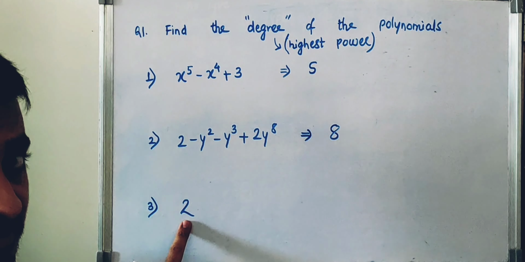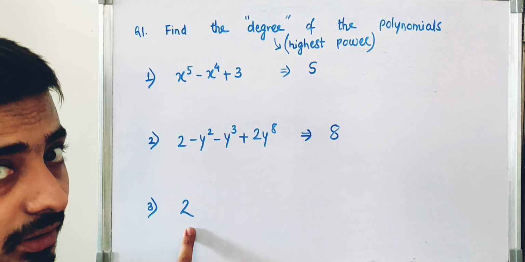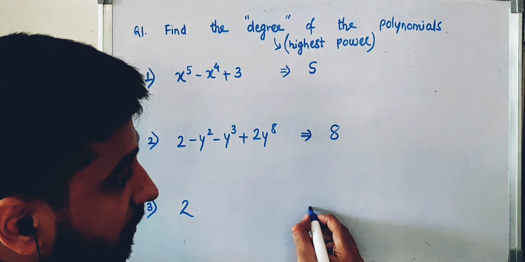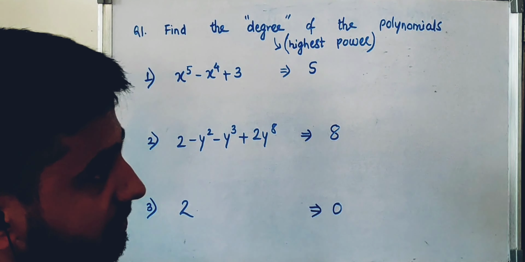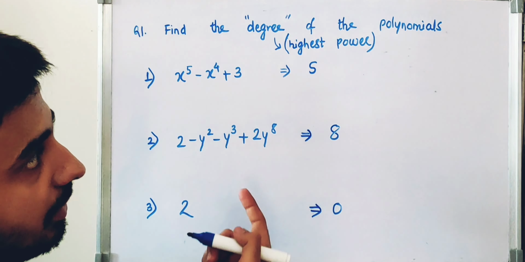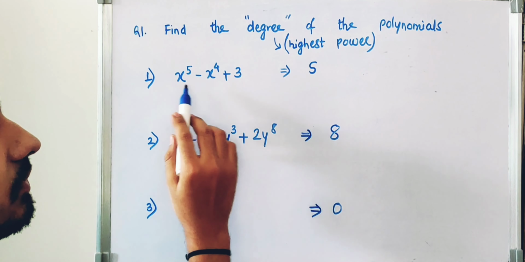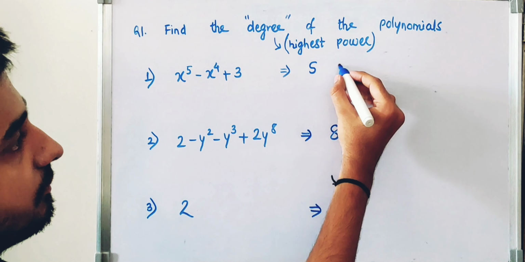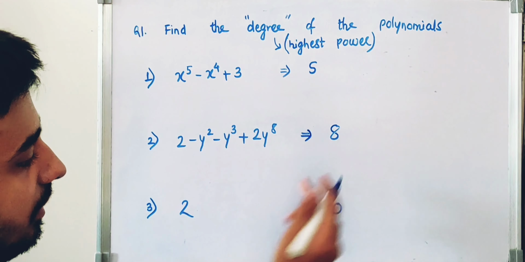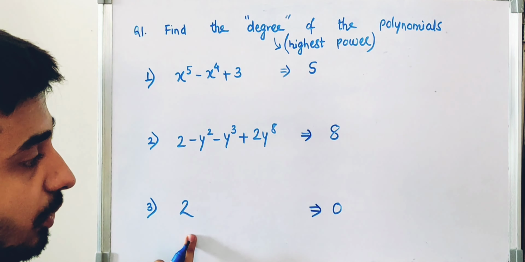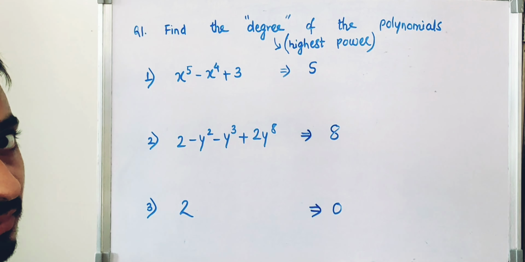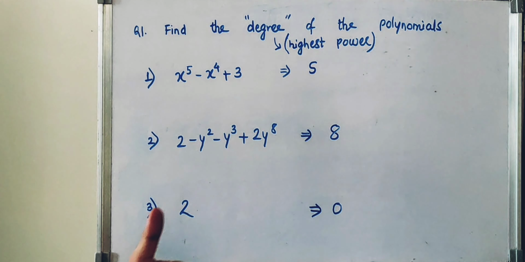Just before, we have discussed this is what? This is a constant polynomial. So what is the power of a constant polynomial? The power is 0. Well done. Clear? So we have found the degree of each polynomial. The first one, the answer is 5. For the second one, the answer is 8. And the third one is known as a constant polynomial, and the answer is 0. Clear? Thumbs up.